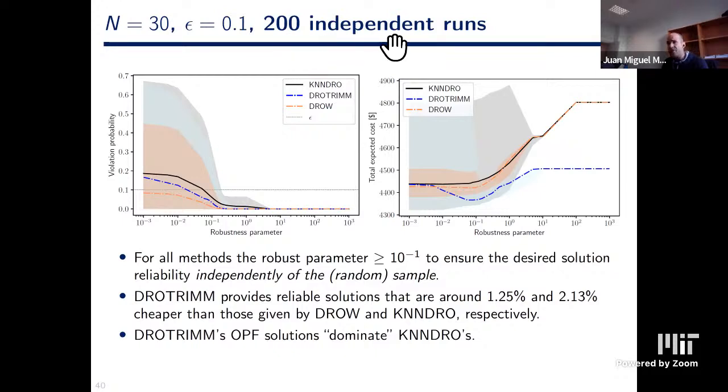We perform 200 independent runs. That is, we repeat these computations over 200 different samples of size n equal to 30 each. And we then represent the average violation probability and the average expected cost. The lines are the average. And we also represent their minimum and their maximum, given by the shaded color. So this is, for example, the maximum violation probability over the 200 independent runs given by method KNDRO.